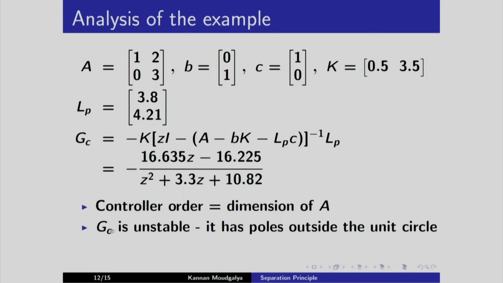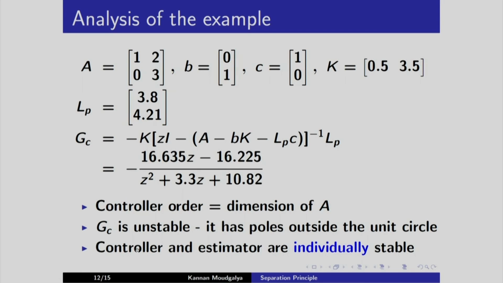You can also notice an important property of this controller, that GC is unstable. You can see that the zeros of the denominator are outside the unit circle. In other words, GC's poles are outside the unit circle. So GC is unstable, even though the controller and estimator are individually stable.